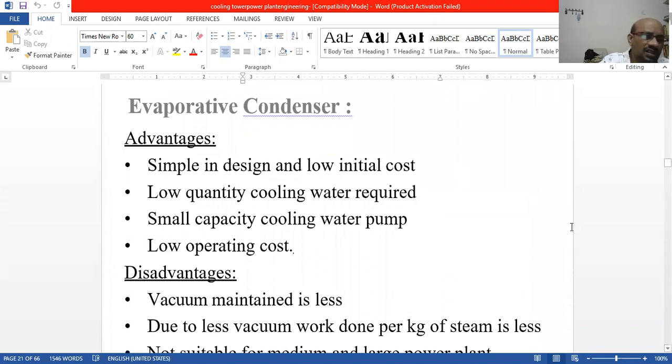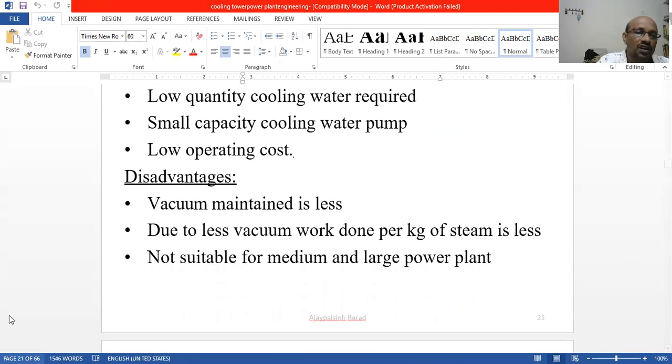What are the advantages and disadvantages? It has a simple design and low initial cost. A low quantity of cooling water is required, and the cooling water pump has small capacity, meaning a very simple design and initial cost. Don't think it is compared to other equipment, but it is in lakhs of rupees. Low operating cost.